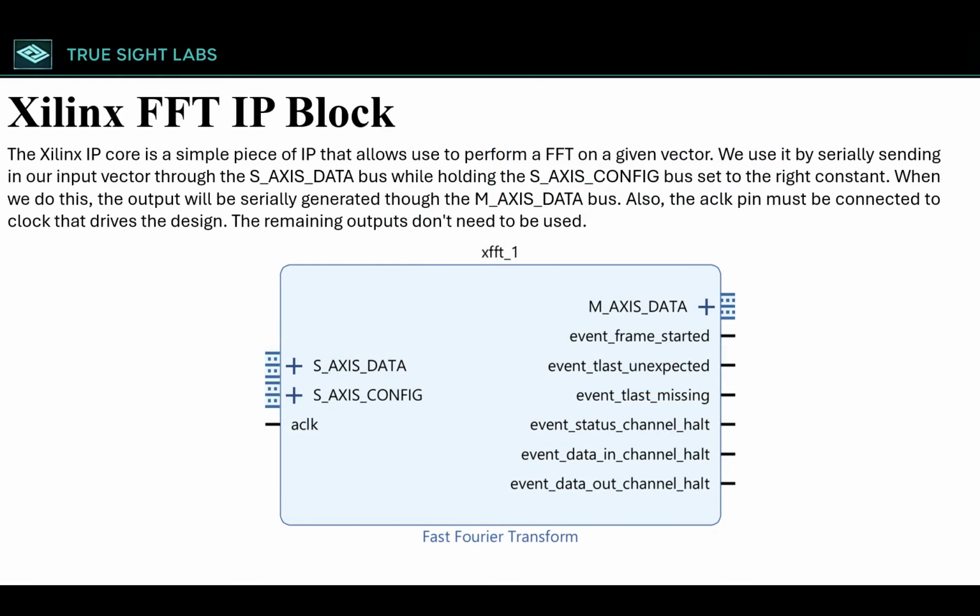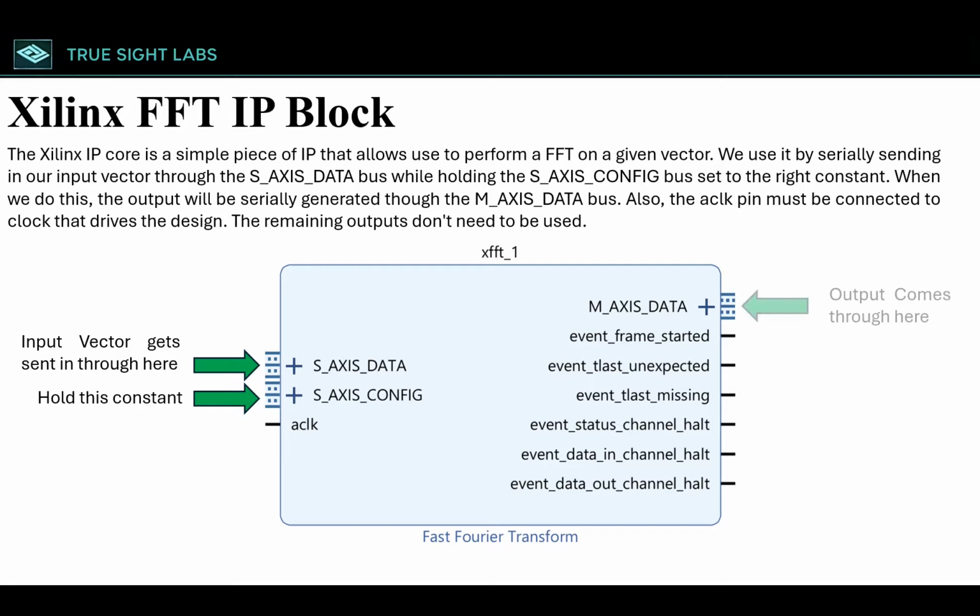So before we start, we must first explain how the fast Fourier transform IP block works. The Xilinx IP core is a simple piece of IP that allows us to perform a fast Fourier transform on a given vector. We use it by serially sending in our input vector through the S-axis data bus while holding the S-axis config bus set to the right constants. When we do this, the output will be serially generated through the M-axis data bus. Also, the A clock pin must be connected to the clock that drives the design, and the remaining outputs do not need to be used.